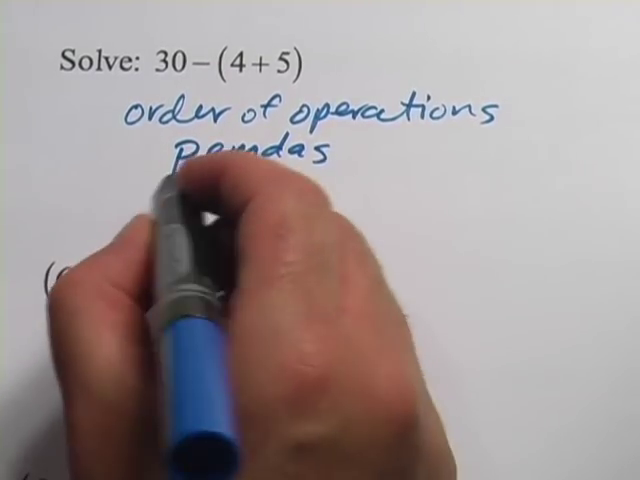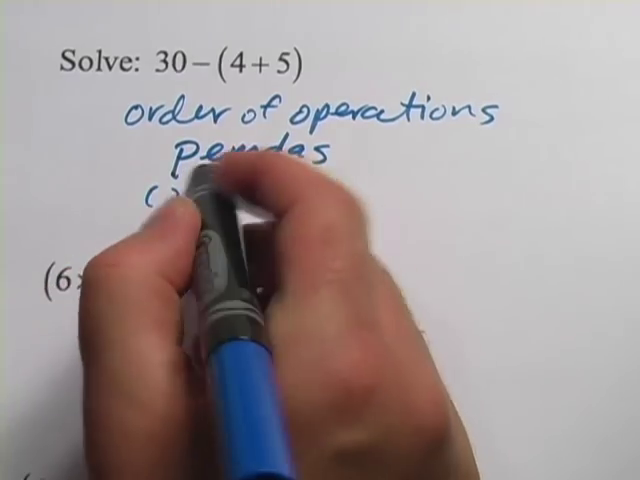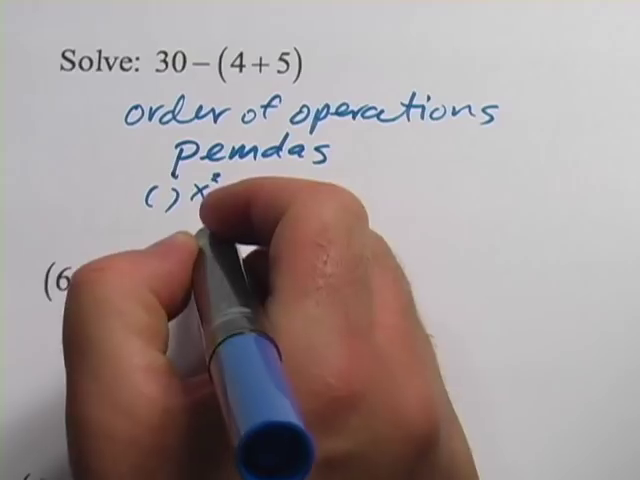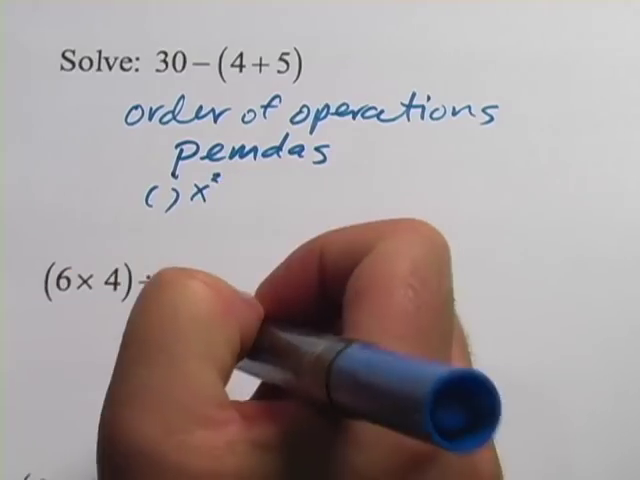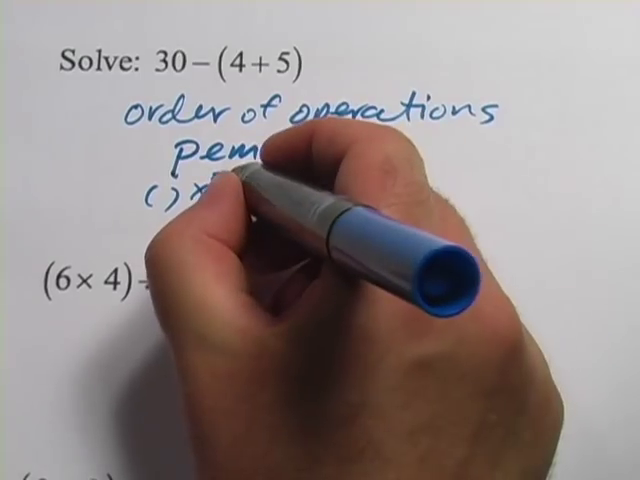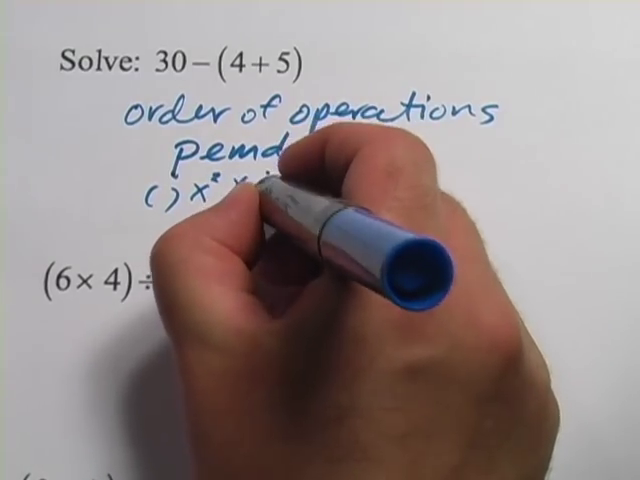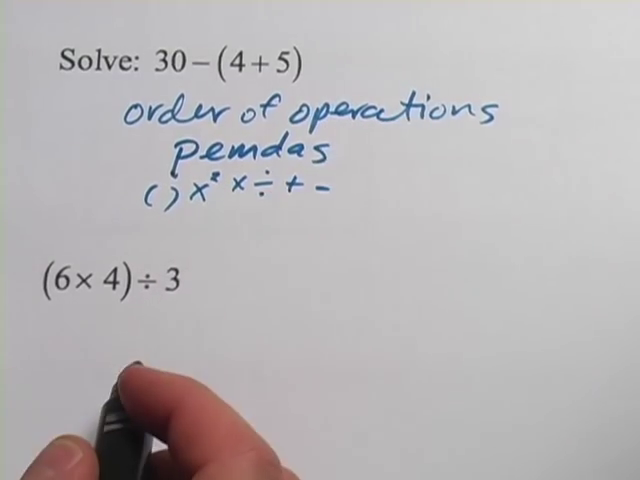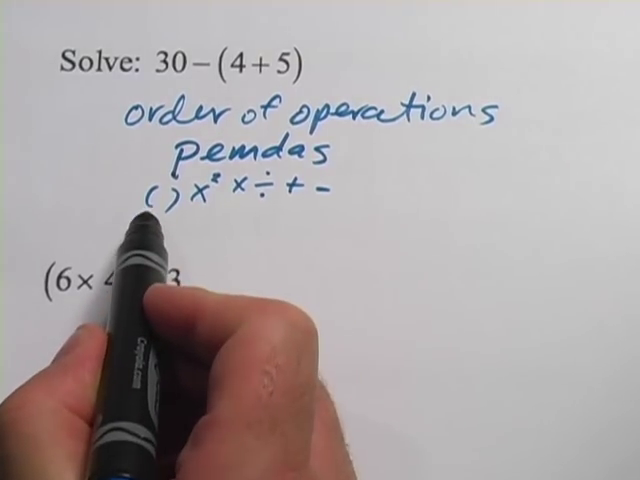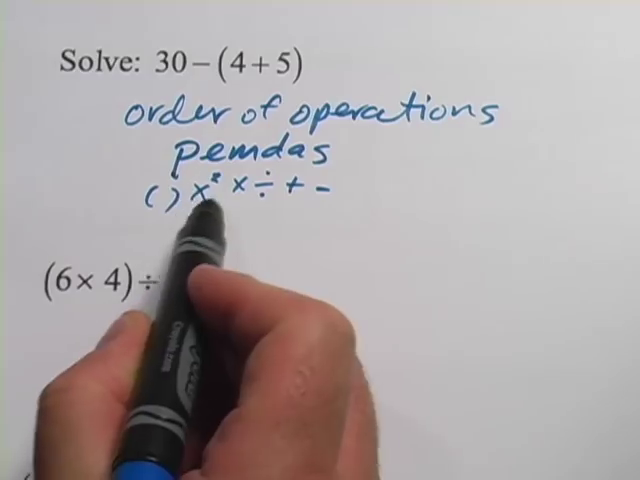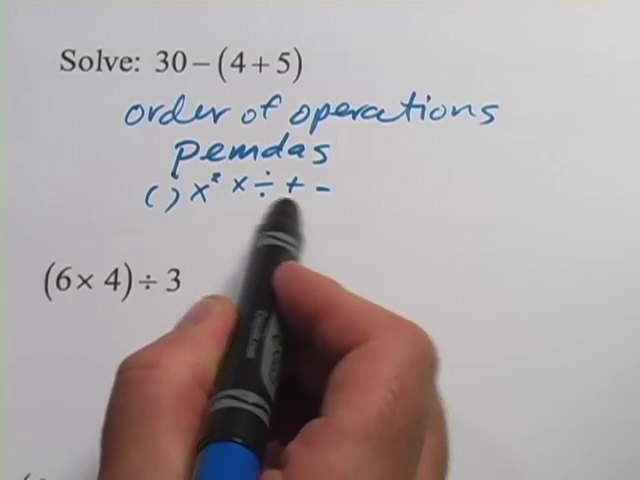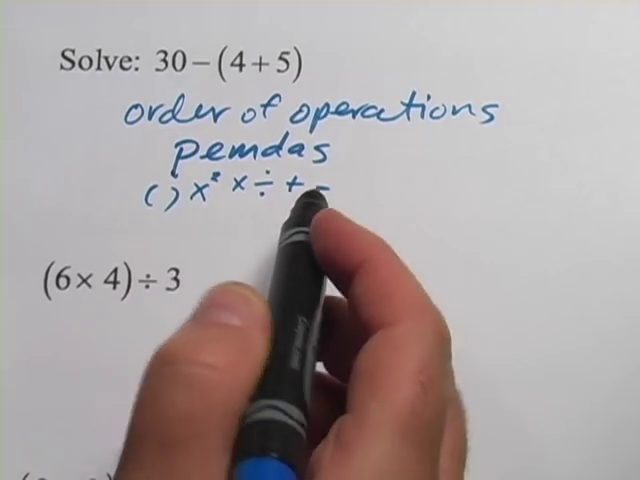It stands for parentheses, exponents, and that's like when you have x squared or something like that, or 2 to the 4th power, that 2 there is an exponent. And then multiplication and division, and then addition and subtraction. Those are the orders that you do things in, so you start with parentheses. Then if you have exponents, you figure those out, and then if you have multiplication or division, you figure those out, and then last you do the addition and subtraction.